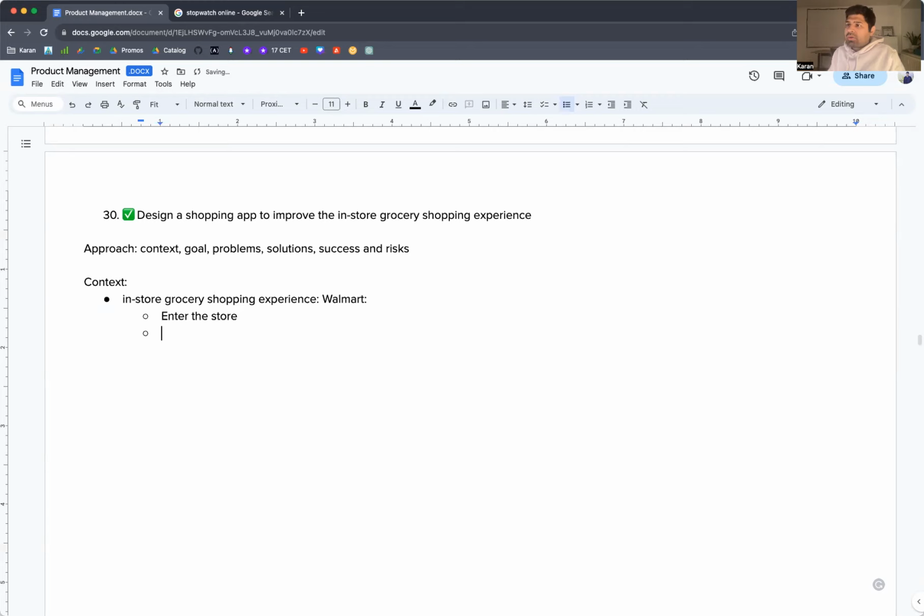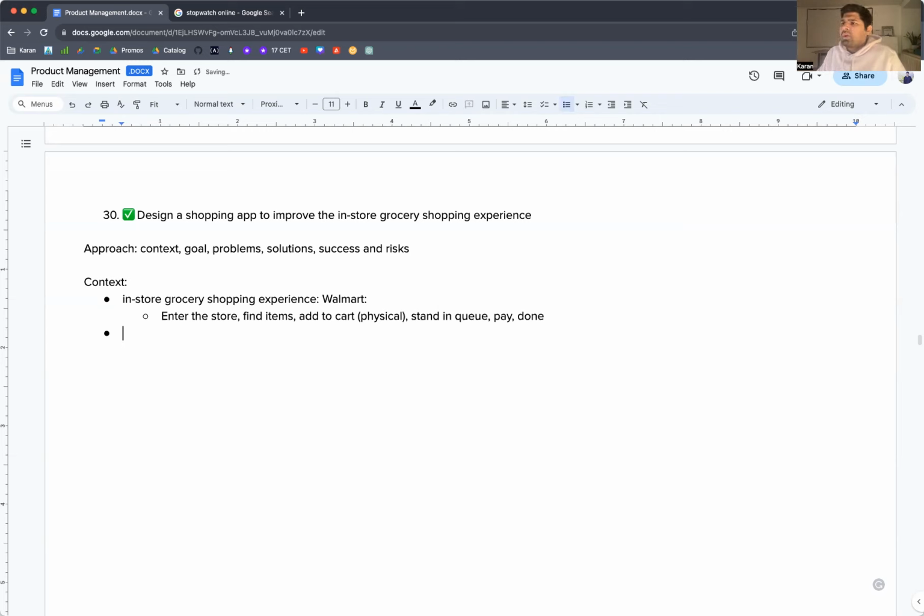Enter the store, find items, add to cart, like obviously physical cart, and then stand in queue, pay, and you are done. So this would be the high level flow when I am going to any grocery store and completing my shopping.